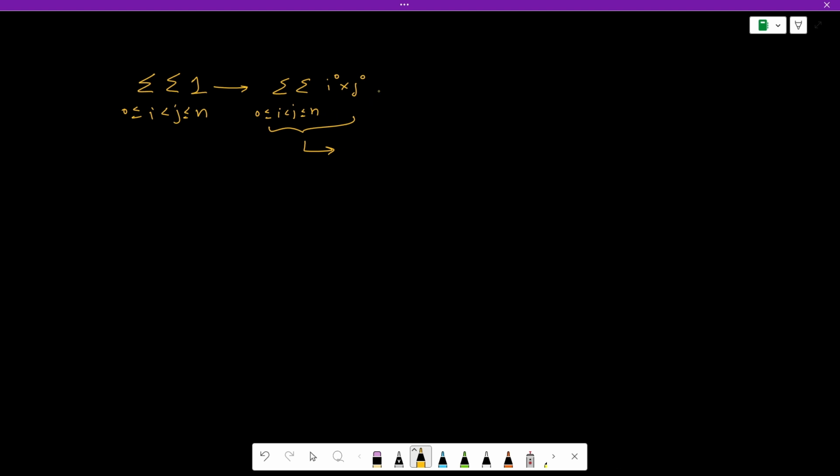Now what this means is that for each valid pair, for example 1 comma 2, it will be 1 to the power 0 into 2 to the power 0, which is 1. So basically each value will be 1, but how many times you have to add 1, that is the required answer. So the number of valid combinations of i and j that satisfy this constraint is the answer.